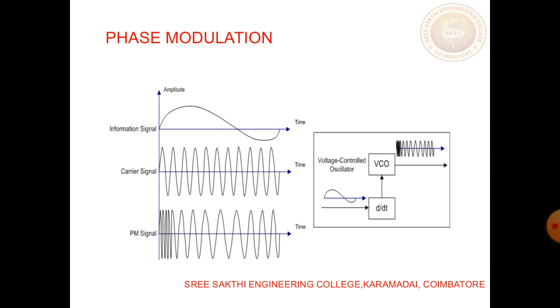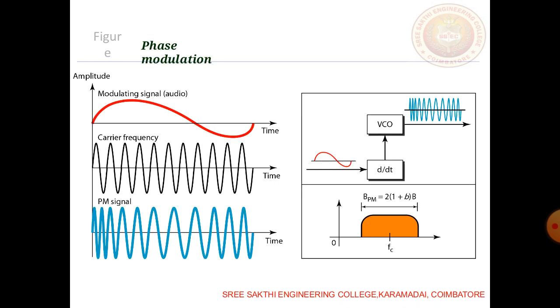The final PM signal will be a combination of compressed and expanded waves, that is, it changes according to the message signal. Where the phase of the message signal is changed, there we have a phase change. You can see the positive part will have an expanded signal. When it comes to the negative part, the signal is getting compressed. The voltage controlled oscillator is used here to track the changes of the phase in the message signal.